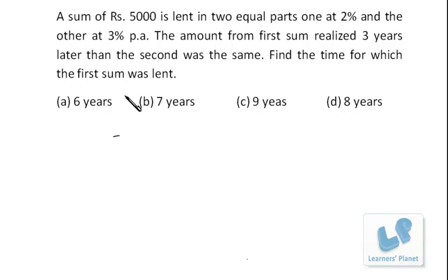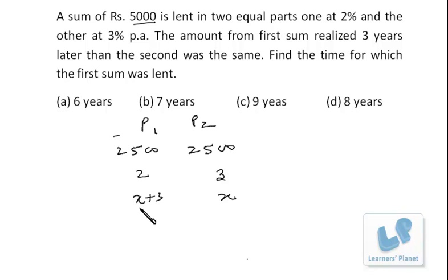Now the principal in both the cases is the same. It's principal 1, principal 2. It's 2500 and it is also 2500. And the simple interest is also the same in both the cases. The only difference is the rate of interest and the tenure. Okay, here in this case the rate of interest is 2 and here it is 3. Okay, and the amount from the first sum realized 3 years later than the second was the same. Now suppose it's invested for X years, then it will be for X plus 3 years. Okay, so in this case and in this case, the simple interest is the same.